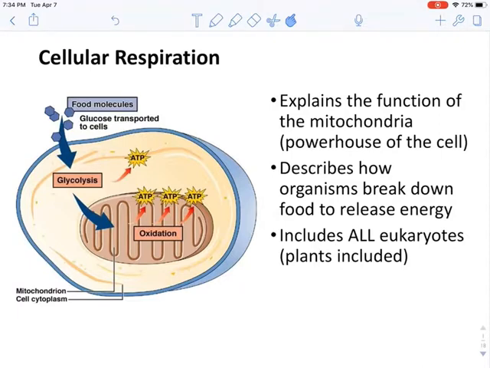Welcome to the very final topic, brand new topic of the entire year. Our last topic of the year piggybacks off of what we've done in photosynthesis. Photosynthesis was all about how autotrophs can make glucose molecules using the sun as the source of energy. So our last chapter here talks about what happens to the glucose molecules once they are made.